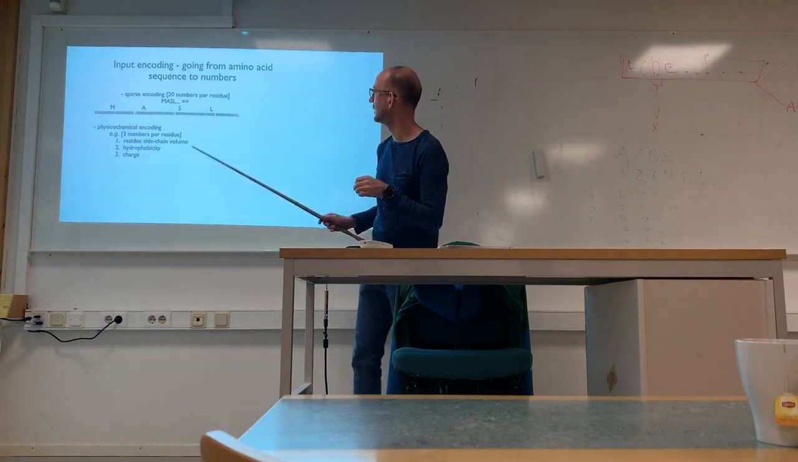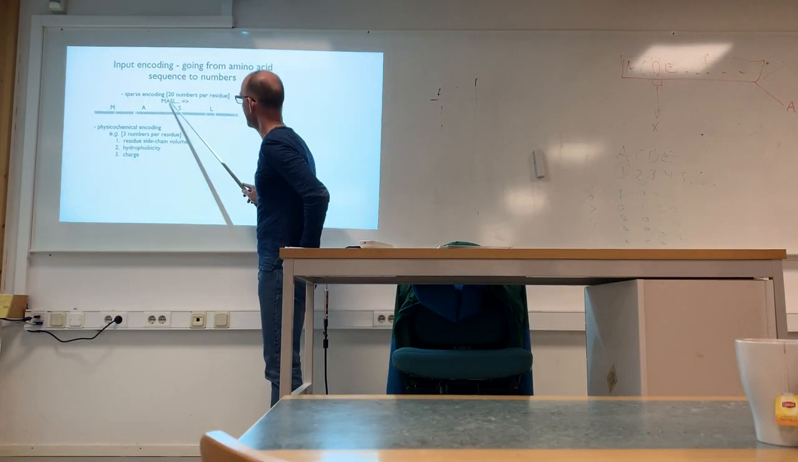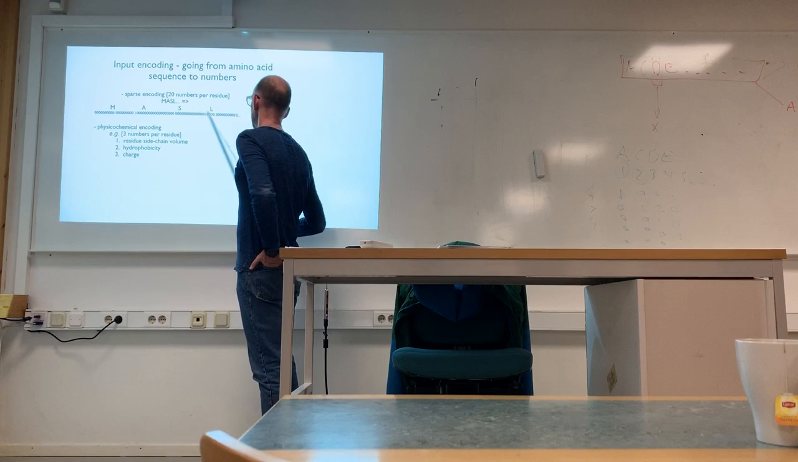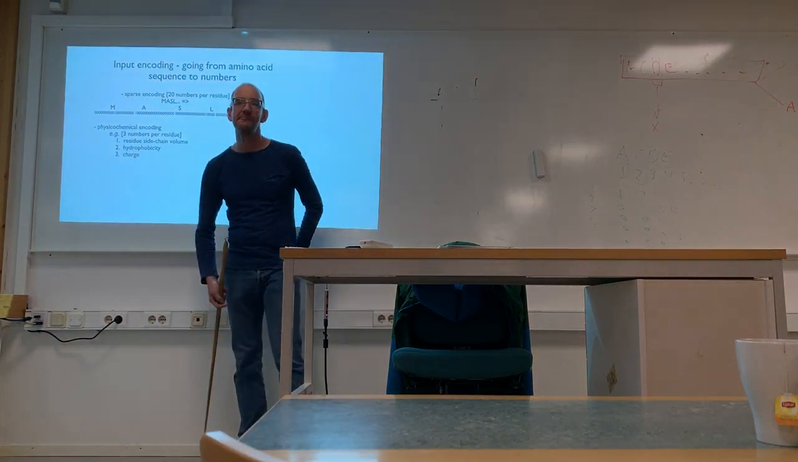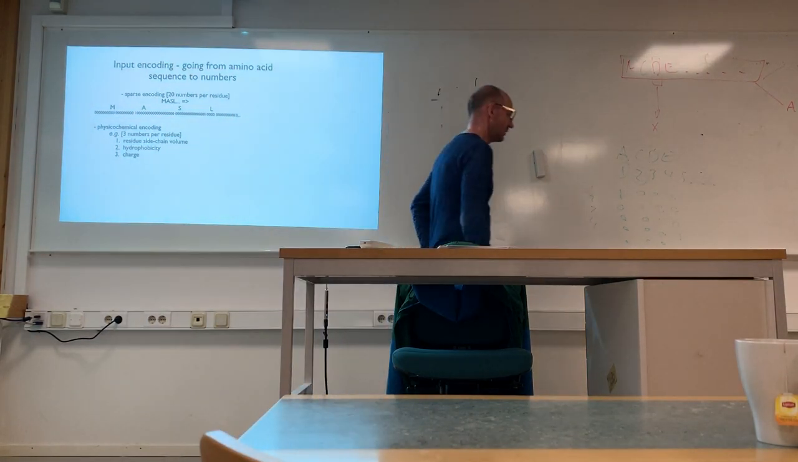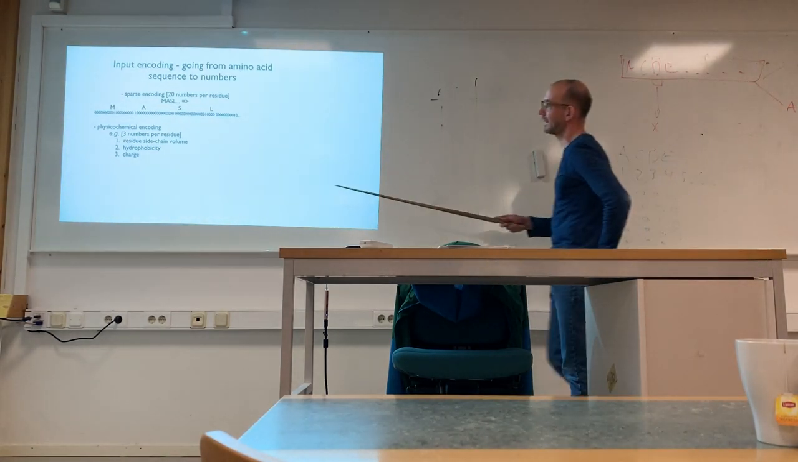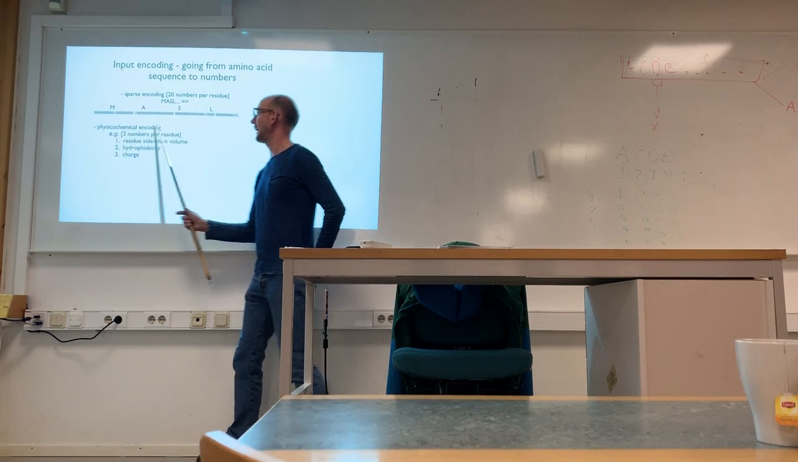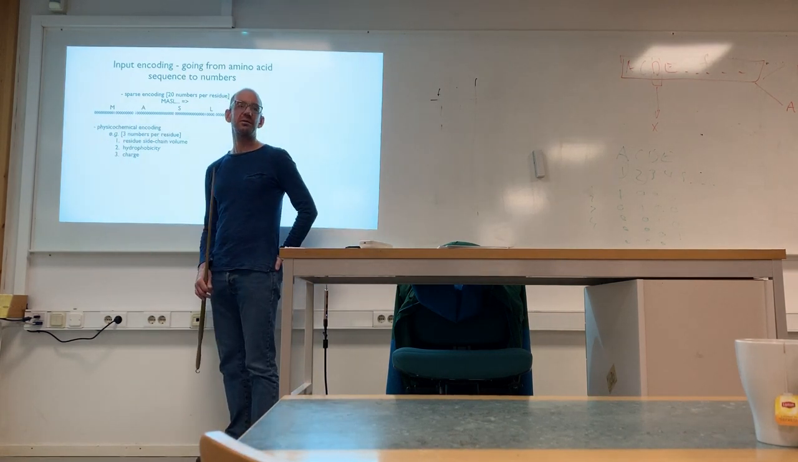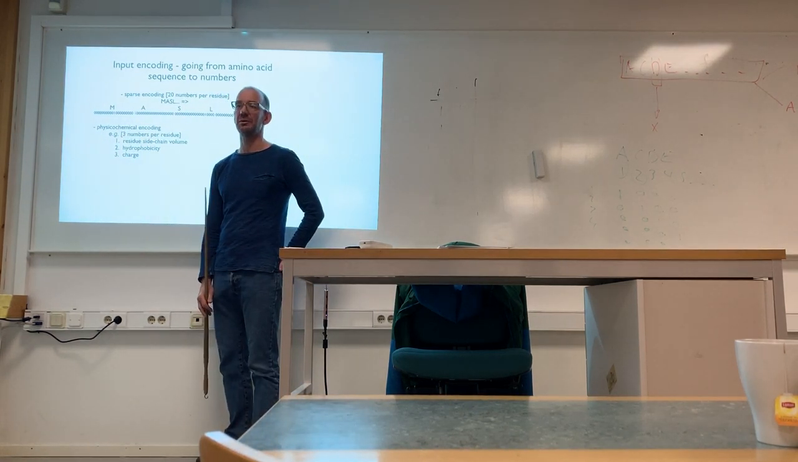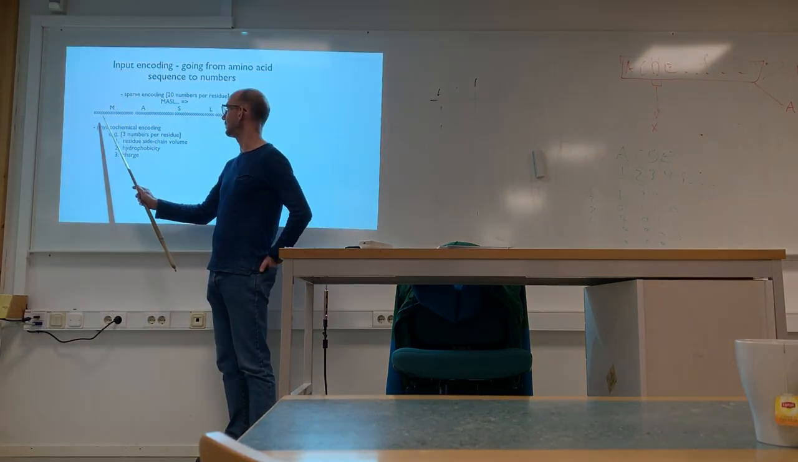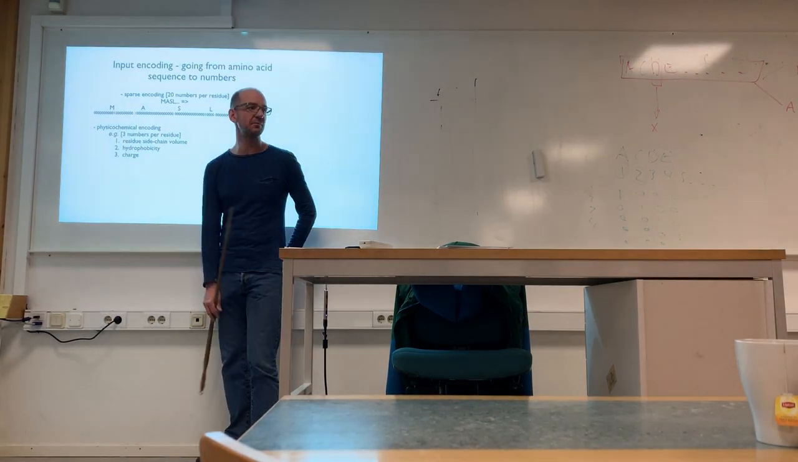If I have MASL, I will have this long input here. So the input will be quite long. A good thing about that is, if you had a multiple sequence alignment, I could just take the frequencies of each amino acid and replace them. I have basically the same thing, still only 20 numbers and no more data, except that instead of 0 and 1, I have something between 0 and 1.